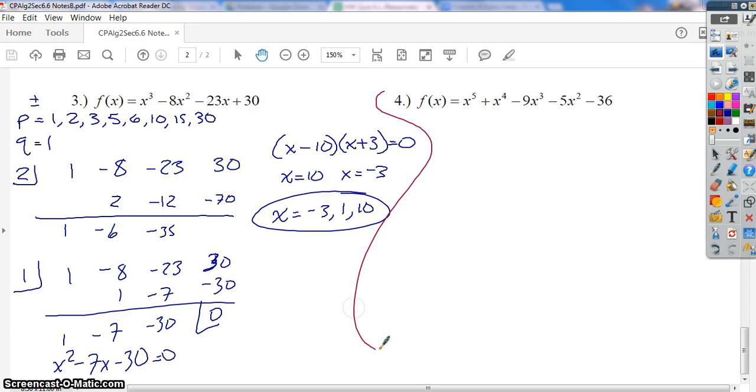And 4. Here's my P, here's my Q. Ooh, this one's going to take a while. I have 5 solutions. So I have 1, 2, 3, 4, 6, 4 times 9, 3 times 12, 2 times 18, and 1 times 36. Q is still 1, so at least we're not getting too bad with the actual Q values. Don't forget 0 for your x here.